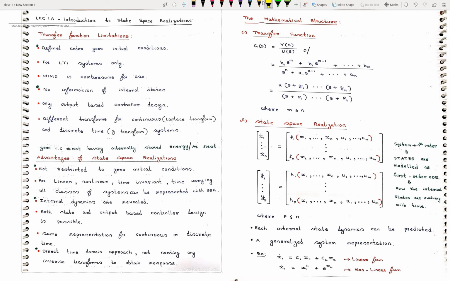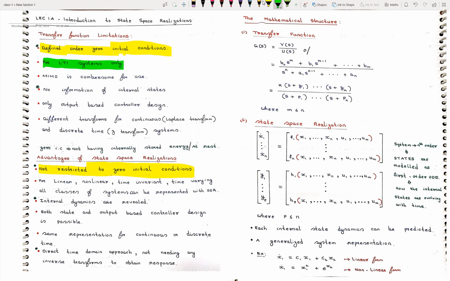In the transfer function, we define under zero initial condition, whereas state space realization is not restricted to zero initial conditions. Then the second highlight is that the transfer function is defined only for LTI systems. Okay, you can pause the video and note this down.